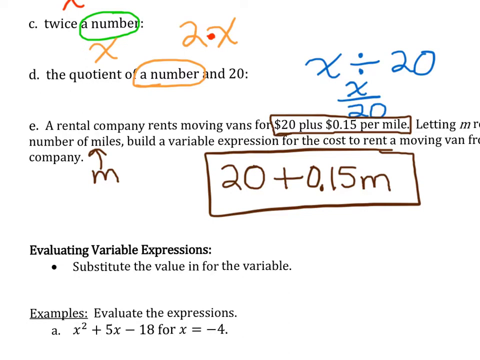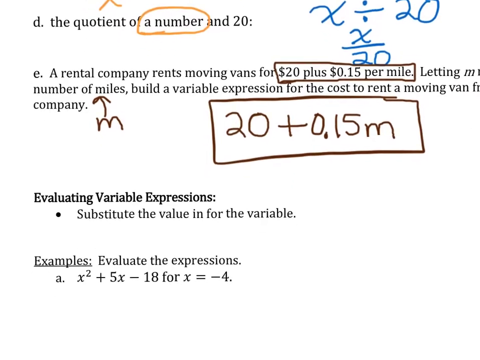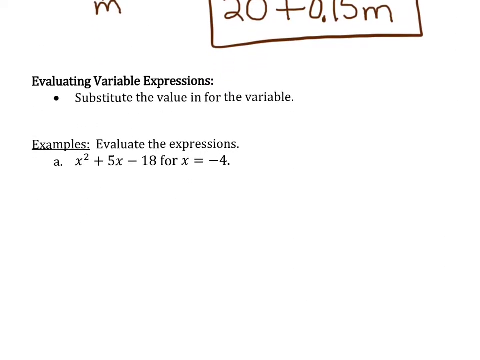So now that we know how to build variable expressions, we actually want to be able to do something with them. This 20 plus 0.15m is not going to be useful unless we can actually use it. I know that's a weird way of putting it, but it means nothing unless we can use it. And so that brings us to what we call evaluating variable expressions. When I say evaluate, what I mean is for you to substitute the value in for the variable.